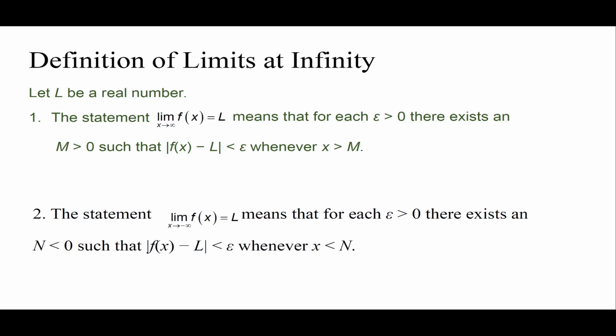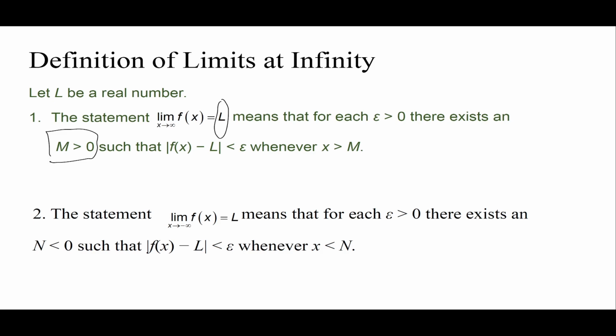So there is a proper definition of the limits we defined in chapter 2. The very same way we can define a limit at infinity. Let L be a real number. Then L is called the limit of the function f of x when x approaches infinity if for each positive epsilon there exists a positive number m such that the difference between this function f of x and L is always less than epsilon whenever x is greater than m.